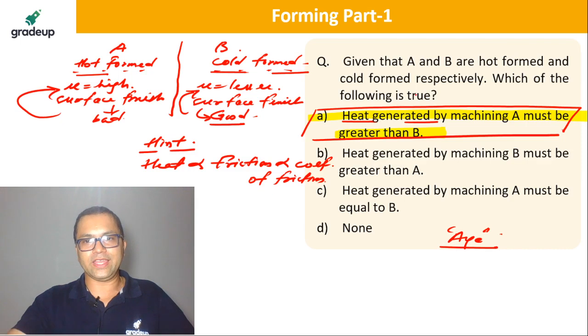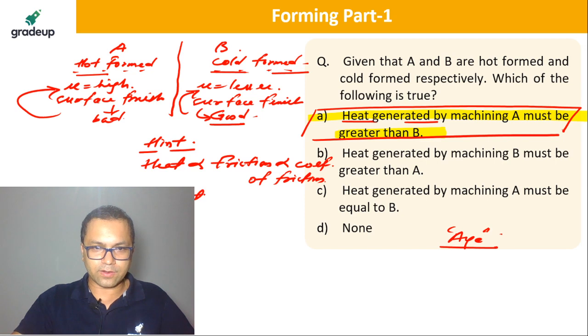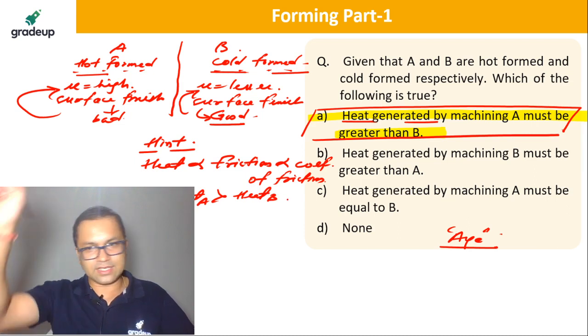Are you getting this? A is hot formed, so mu is higher. Mu high means friction force is higher. So I can write that heat of A is greater than heat of B. Is it clear? Yes, okay, good guys.